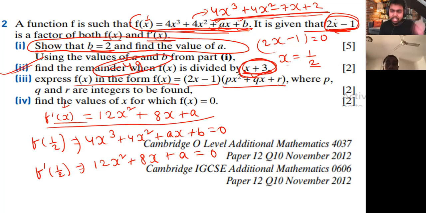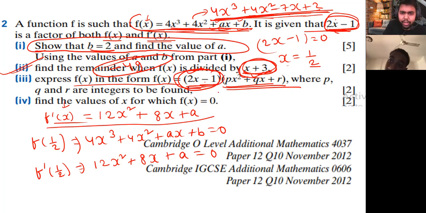I told you in yesterday's class also, when they are saying to express like that, they mean that you need to divide by the long division method by this factor, right? Your original function, you are going to divide by 2x minus 1. They will always say express in the form of f(x). They will give anything like this. Always divide your original expression with this expression. Okay, so I'm going to divide.